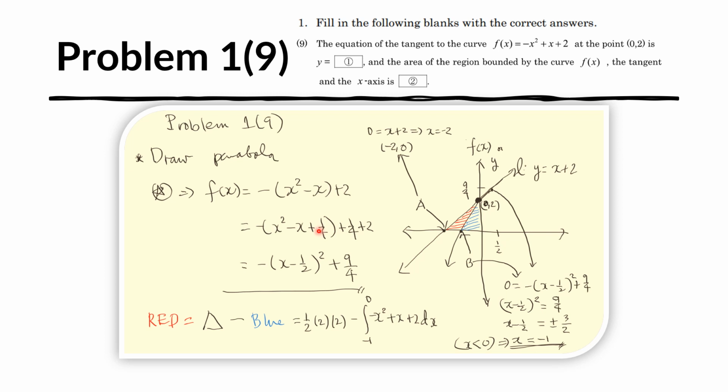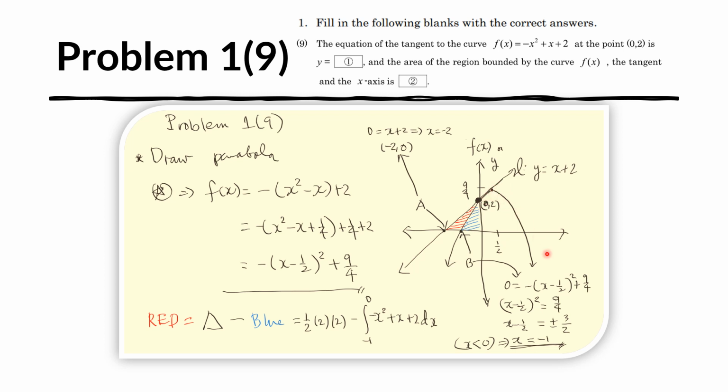And so we express that in terms of the binomial, so x minus 1/2 squared. Notice that this term equals this. So they are equivalent expressions. And now here we have 1/4 plus 2, which is 9/4. That means that we have a parabola that is opening downwards because this is negative, and the vertex is at 1/2, 9/4. So we draw that.